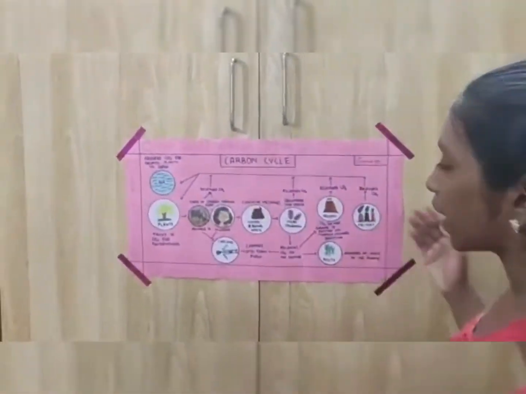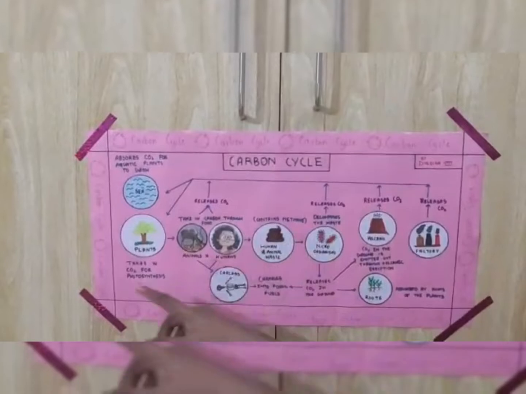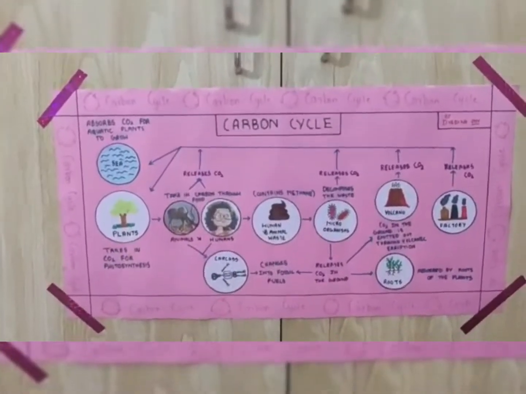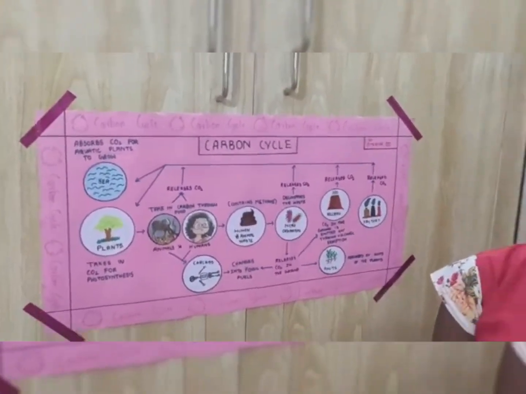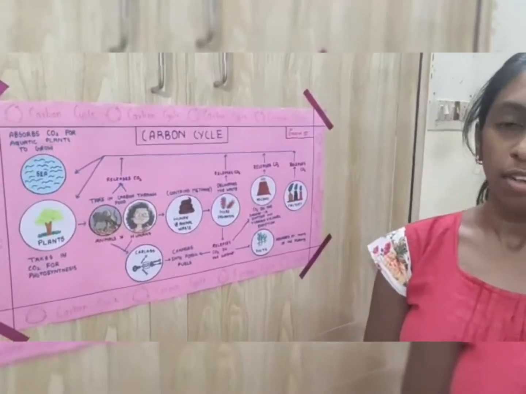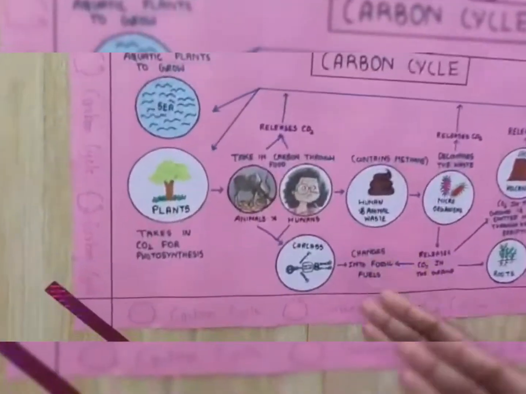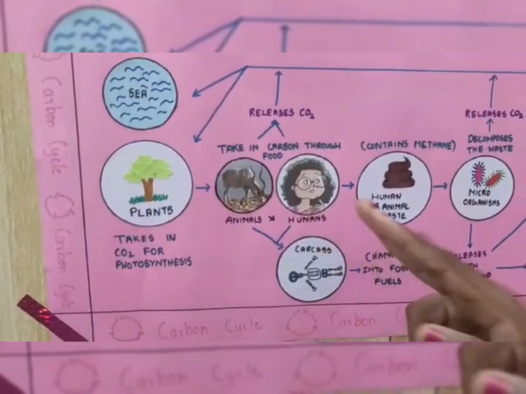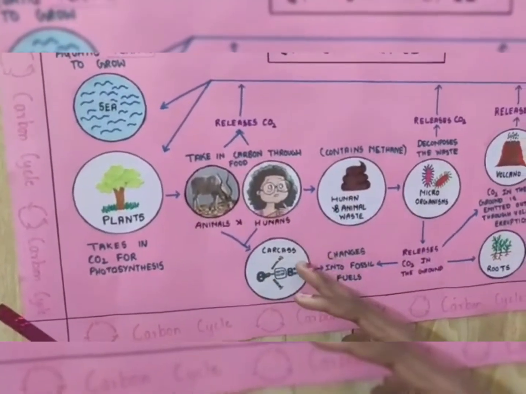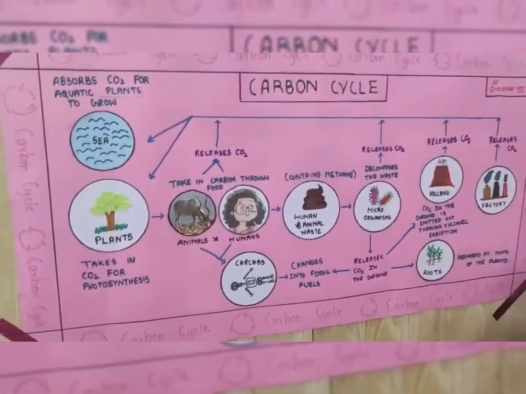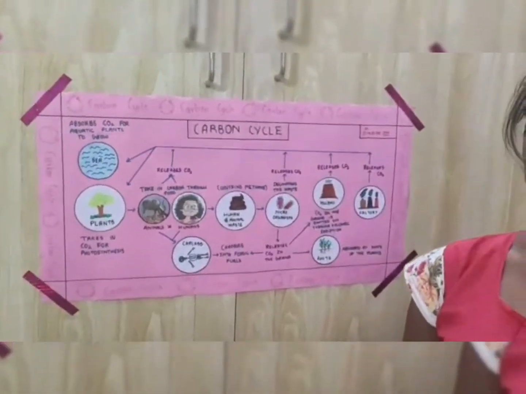Now let's look into the carbon cycle. The carbon cycle mainly starts in plants. Plants take in carbon dioxide for photosynthesis. In return, they give us food. Food is consumed by animals and humans. Both animals and humans release CO2 into the atmosphere through a process called respiration.